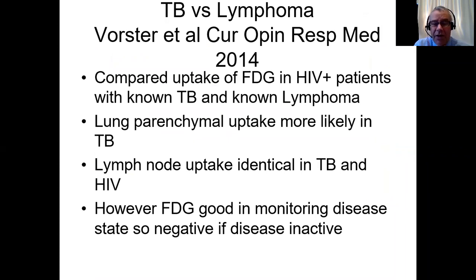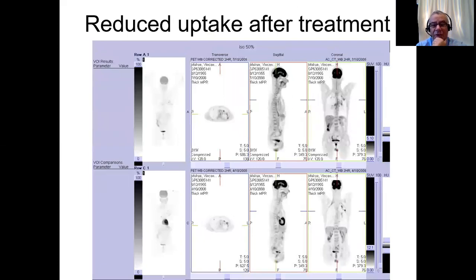So again, from the Pretoria group with Professor Vorster, they compared uptake of FDG in HIV positive patients with TB and known lymphoma. The lung parenchyma seems to be the clue for TB, but lymph node uptake can be identical. But whatever it is, they did note that FDG was very good for monitoring disease activity. And here we have a patient who has pleural uptake of FDG here in the upper left lung, and after several months of anti-TB treatment, this hasn't gone away, but it has improved significantly.